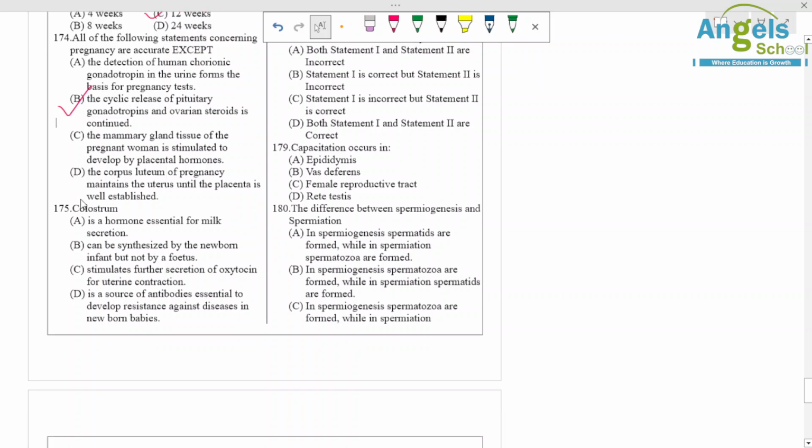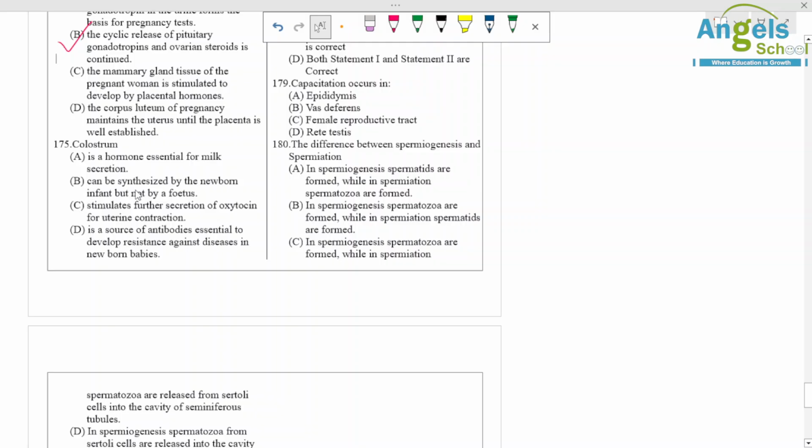Okay, question number 175. Colostrum is a hormone essential for milk secretion. Actually colostrum is milk, first milk. So wrong option. Can be synthesized by a newborn but not by fetus. ये तो बिल्कुल ही गलत है. Stimulate further secretion of oxytocin for uterine contraction, not required. Colostrum is a source of antibody essential to development resistance against the disease in a newborn babies. तो ये right option है.